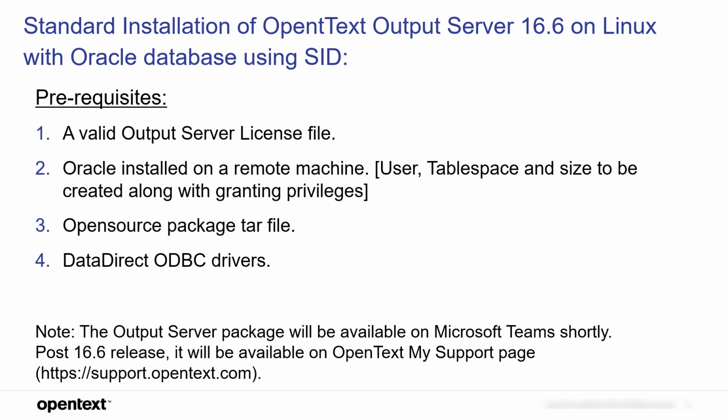Next, we need DataDirect ODBC drivers. The ODBC driver will have to be installed prior to Output Server installation. There would be a separate video which would cover all these prerequisites in detail. Now, to install Output Server, the package will be available on Microsoft Teams shortly, whereas post 16.6 release it will be available on the OpenText My Support page. Next, we will look into the steps to install Output Server on a Linux machine with Oracle database using SID.